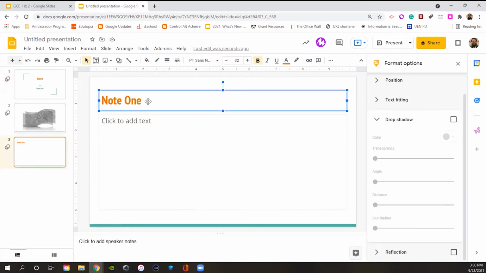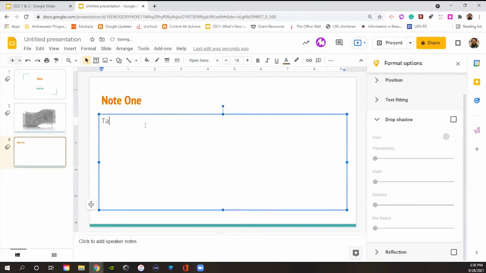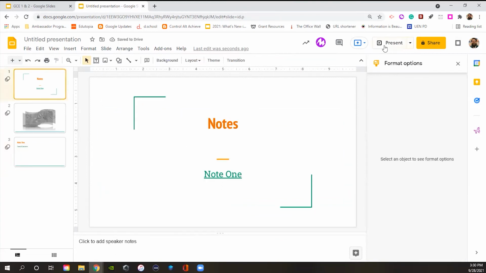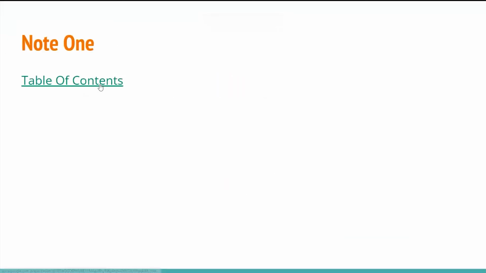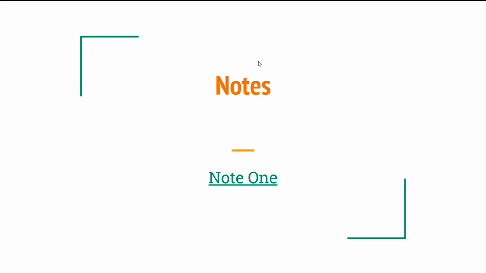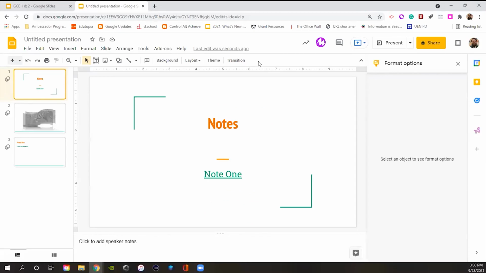Now, on the flip side, I can add a table of contents link right here and say, I want this to link, Control K again. I want it to go back to slide 1. So if I present, I'm just going to go ahead and present this. If I click on note 1, it's going to send me to note 1. If I hit table of contents, it's going to send me back to my first slide. Why this is so cool is that you can create these awesome notes that your students can work with, to add pictures and videos and audio and all sorts of stuff. And then they can link back and forth through a table of contents.